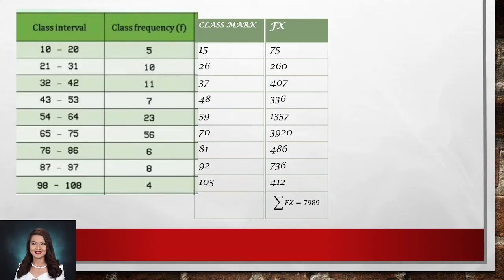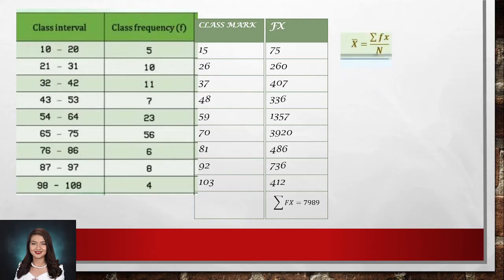Now, we're going to compute the summation of Fx. If we add 75 plus 260 plus 407 plus 336 plus 1,357 plus 3,920 plus 486 plus 736 plus 412, we get 7,989. Now, we're going to solve the mean using the formula that I've presented.